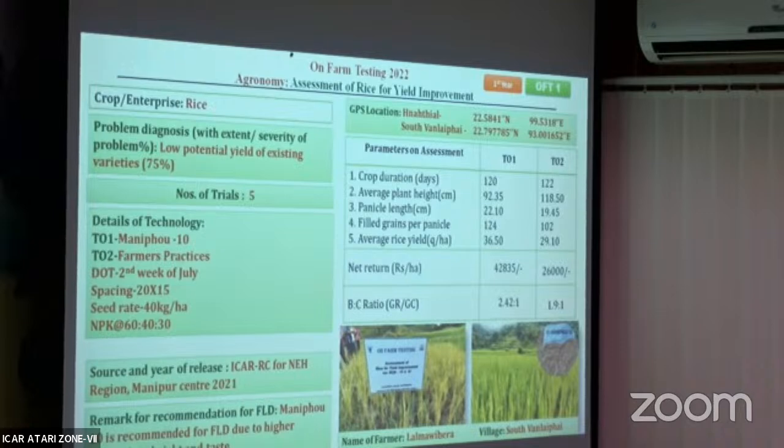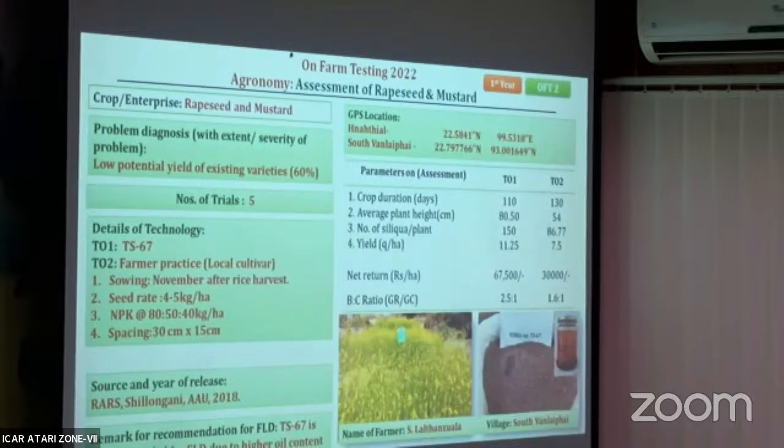Because of the higher yield, the plant height is also good, and the taste is much better as compared to the local variety. And the second one is the assessment of rapeseed and mustard. Here we use TS-67, and the farmers' practice is the local cultivar which they have been practicing for a very long time. Here also the BC ratio is 2.5 in the case of TS-67, and it is 1.6 in the local.